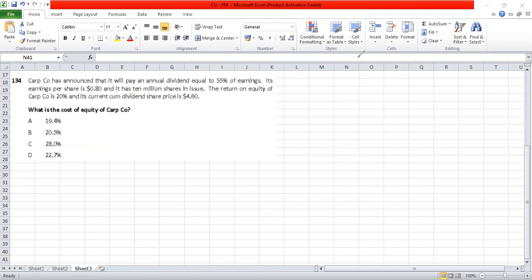the next question is question number 134. So 134 says that car company has announced that it will pay an annual dividend equal to 55% of earnings. Its earnings per share is 0.80. Then it has 10 million shares in issue. The return on equity of car company is 20%, and its current cum dividend share price is 4.60. What is the cost of equity of car company?